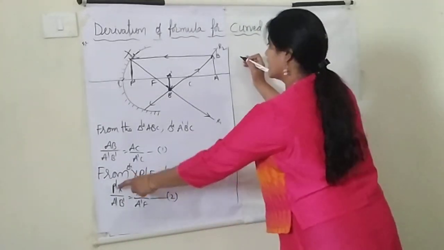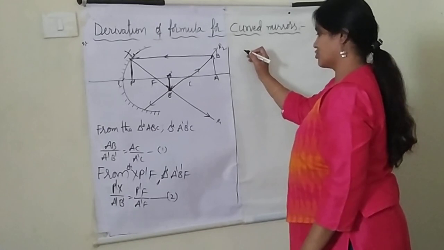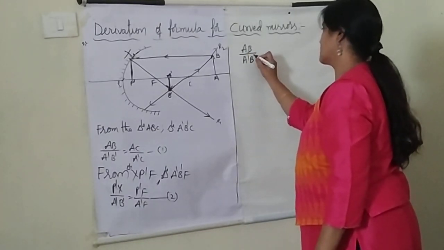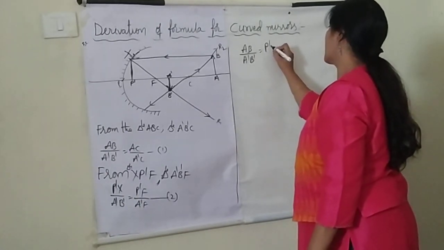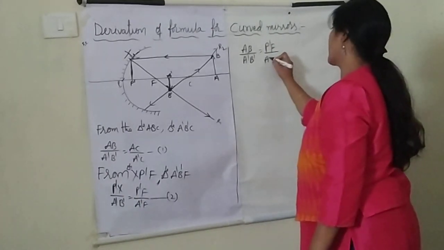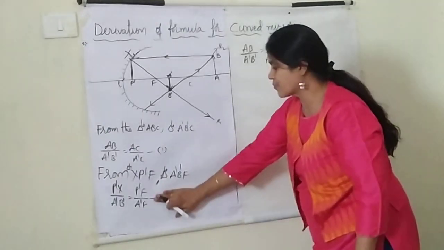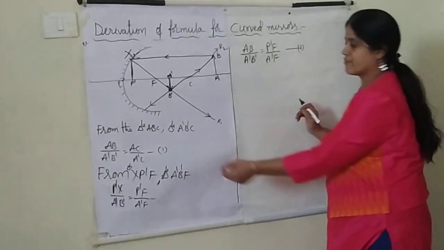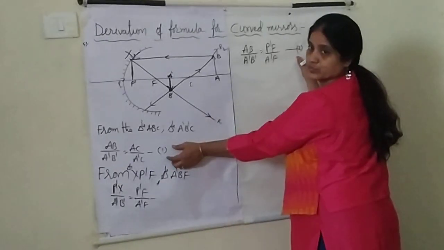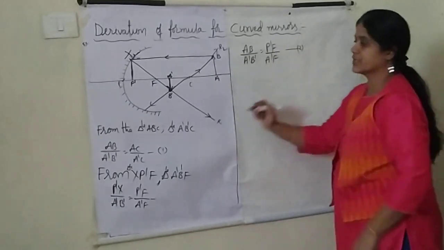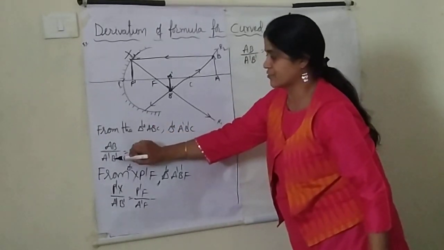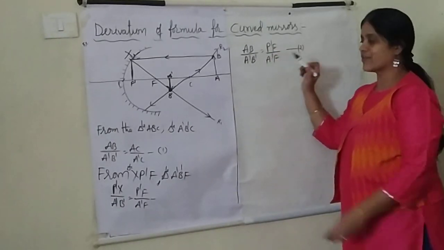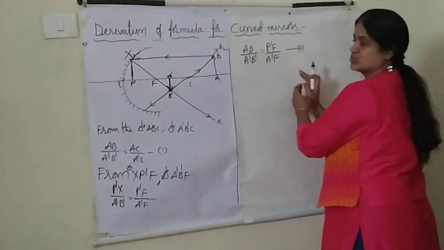So instead of P dash x, I am going to take AB. AB by A dash B dash is equal to P dash F by A dash F. This I am going to take as equation 2. From 1 and 2, you see AB by A dash B dash on the left side in equation 1, and in equation 2 also AB by A dash B dash. So we will equalize the right sides of 1 and 2.